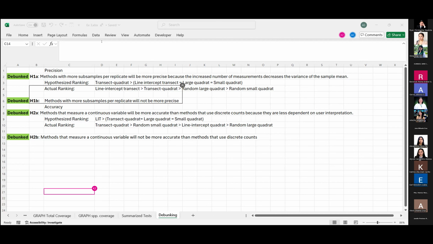H2A: methods that measure a continuous variable will be more accurate. And then H2B: methods that do not measure a continuous variable will be more accurate. Is this clear, Group 4? Clear for us. Okay. And then, so you have hypothesized and actual ranking.